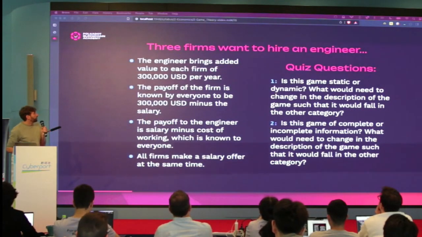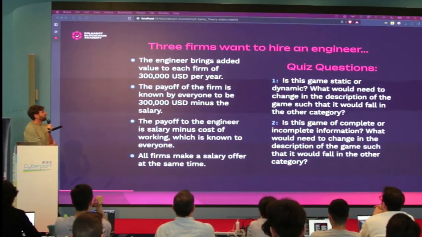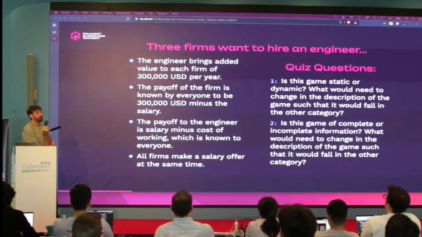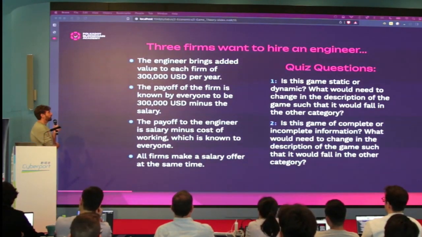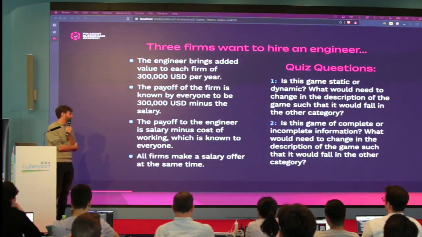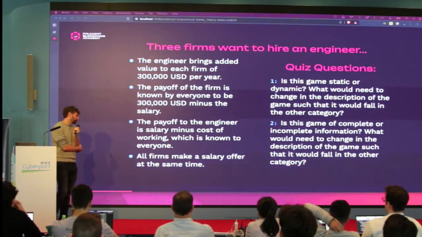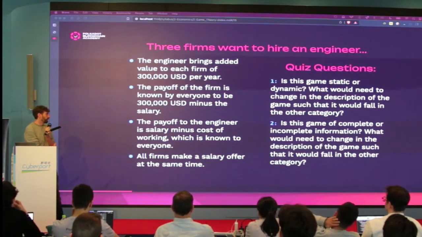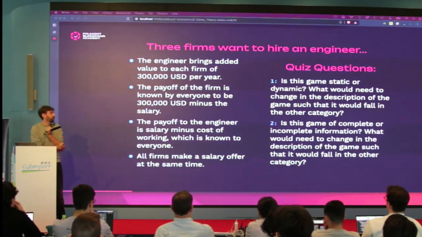So, for example, imagine this. There are 3 firms that want to hire an engineer, and the engineer brings added value to each firm of $300,000 US per year. The payoff of the firm is known by everybody to be 300,000 minus the salary. The payoff to the engineer is salary minus cost of working, which is also known for everyone. And all the firms make a salary offer at the same time. Is this game a static or a dynamic one?